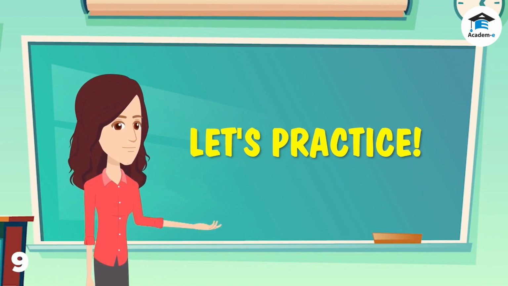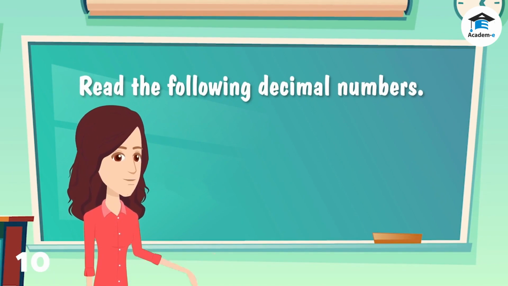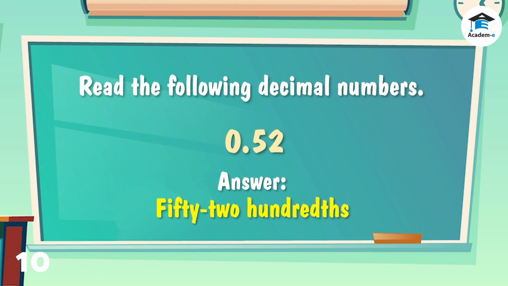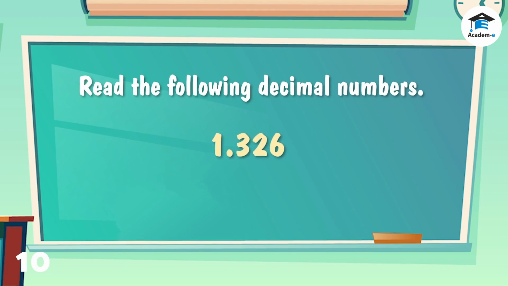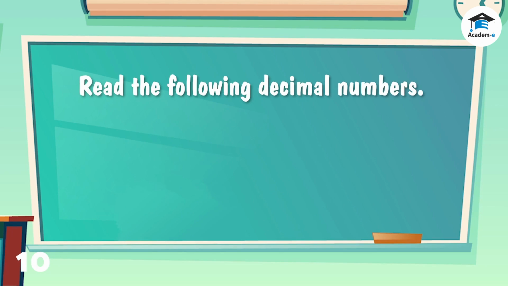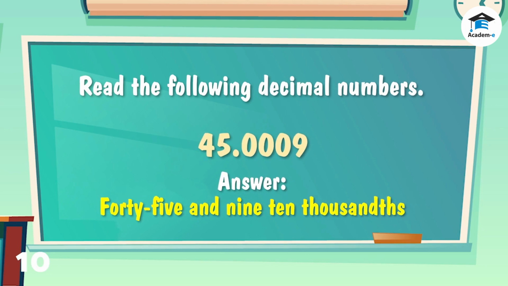Let's practice. Read the following decimal numbers. Answer. 52 hundredths. Answer. 1 and 326 thousandths. Answer. 45 and 9 tenths thousandths.